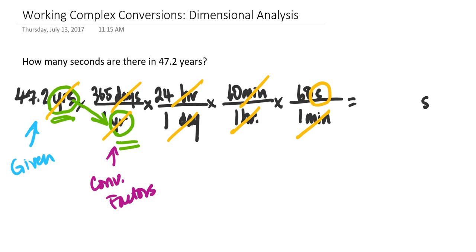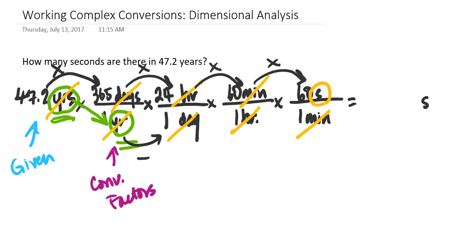Now, the way that this dimensional analysis array works, more or less, is essentially you multiply across the top, and then you divide by each number in the denominators.